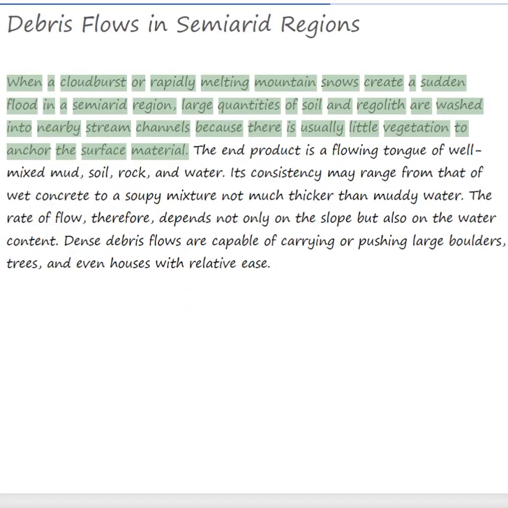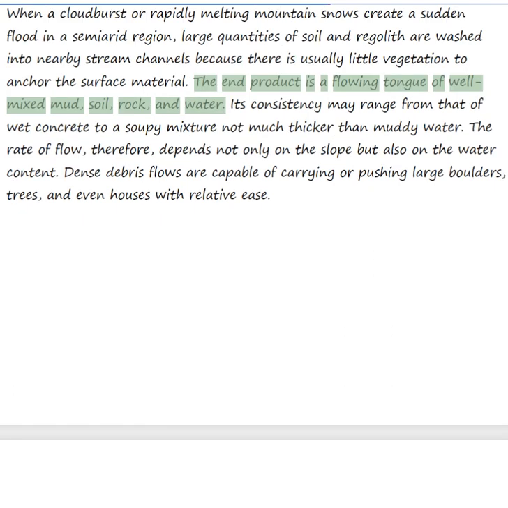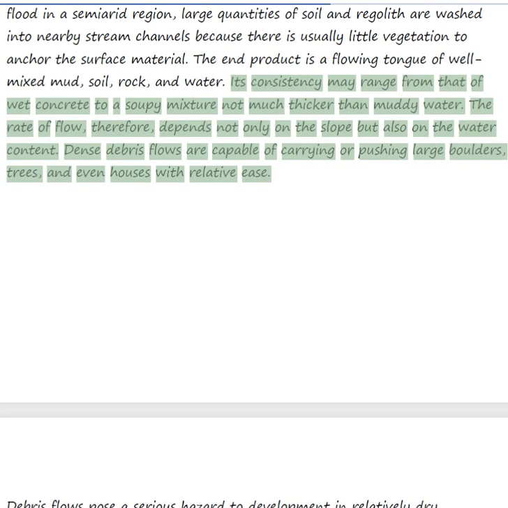When a cloudburst or rapidly melting mountain snows create a sudden flood in a semi-arid region, large quantities of soil and regolith are washed into nearby stream channels because there is usually little vegetation to anchor the surface material. The end product is a flowing tongue of well-mixed mud, soil, rock, and water. Its consistency may range from that of wet concrete to a soupy mixture not much thicker than muddy water.